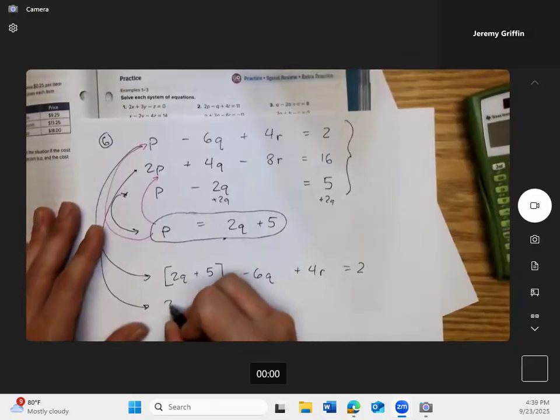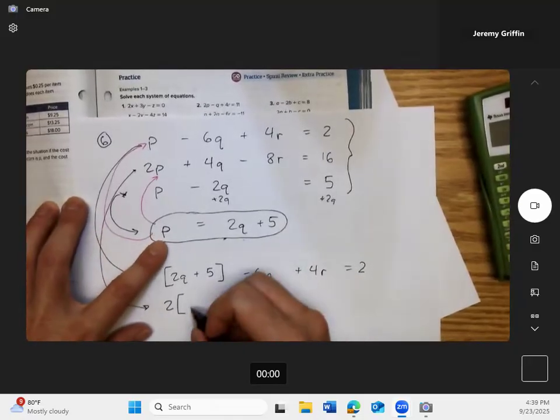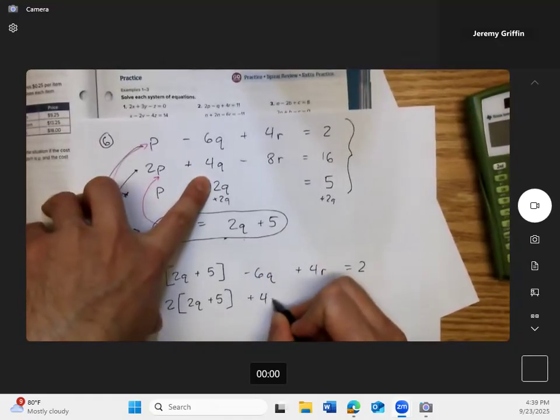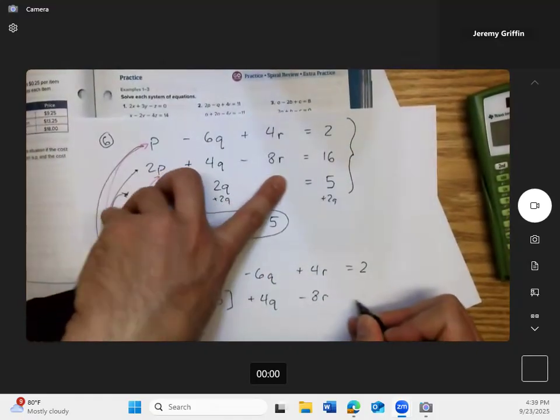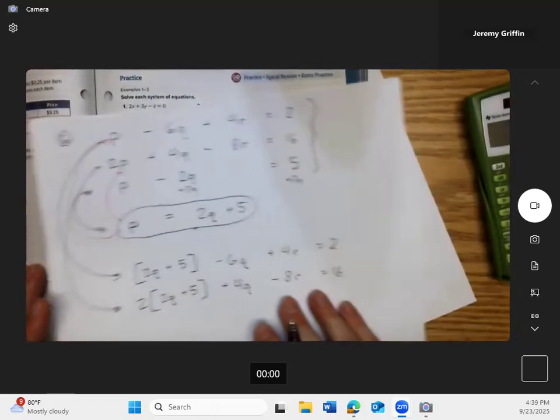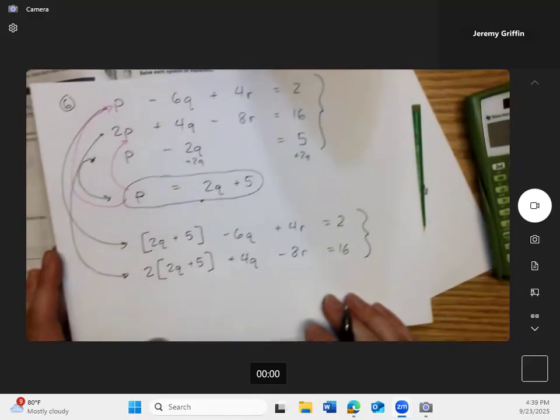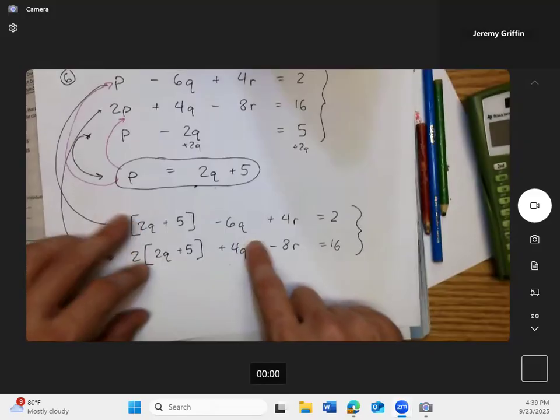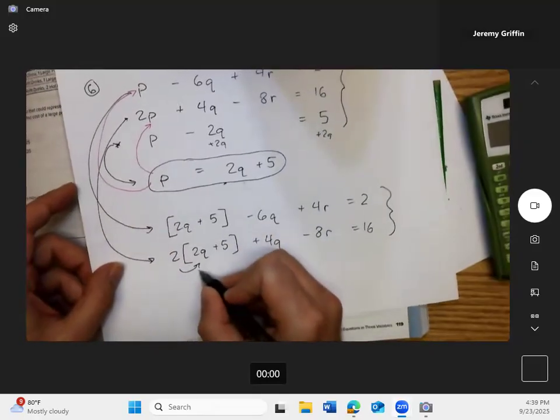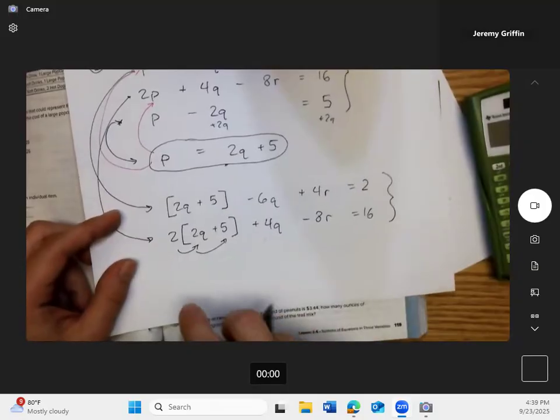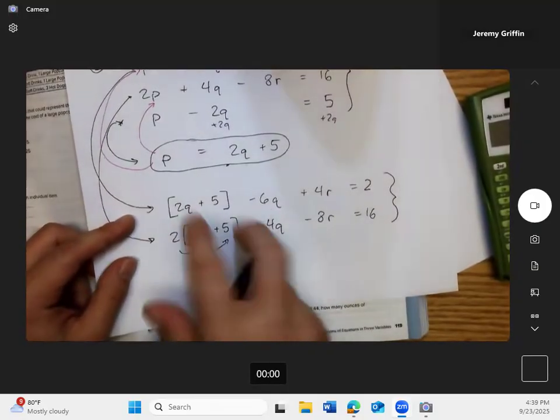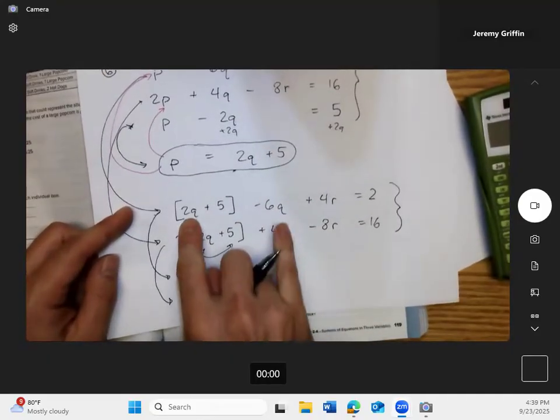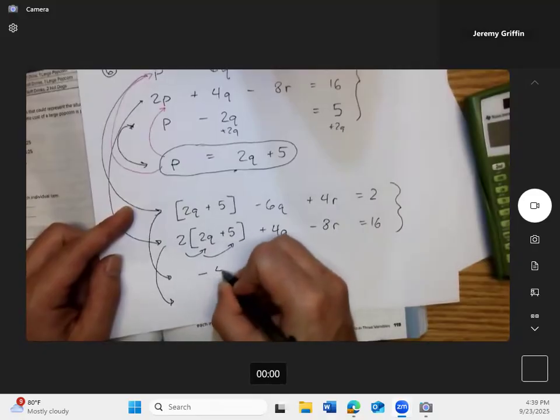And this bottom one, I get 2p. But again, I'm not going to say p, I'm going to say 2q plus 5. And then I got a plus 4q, and then a minus 8r. This is all equal to 16. All right. So this should be a valid set of equations here, where I have now two equations and two unknowns. I got q's flying around, I got some r's. Distribute this and clean this up a bit. I think I got enough space right here where I can rewrite both of these. So 2q minus 6q, wouldn't that be negative 4q?